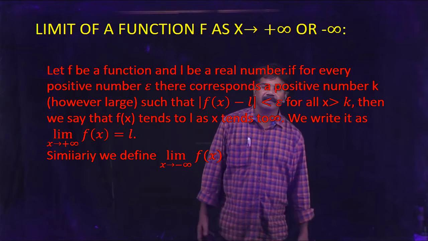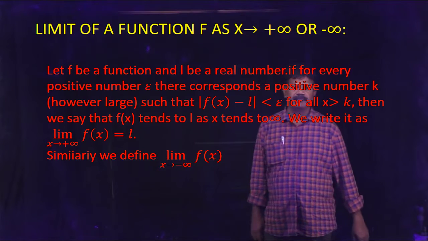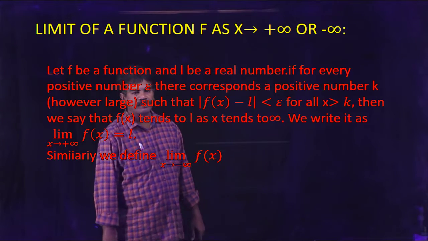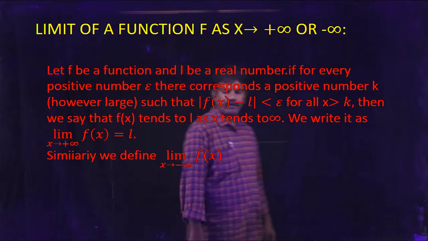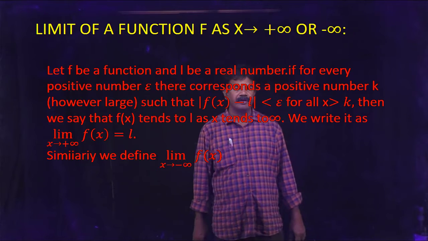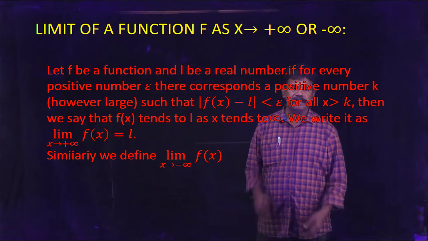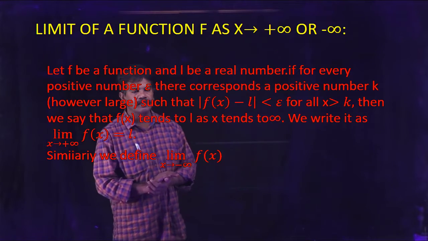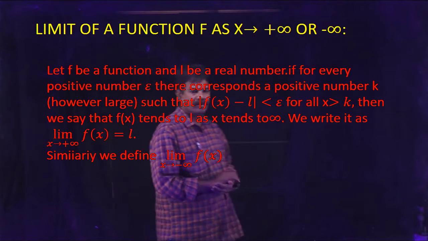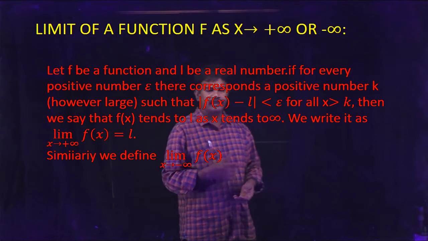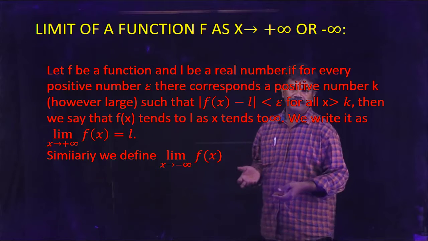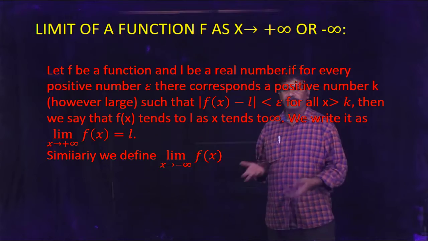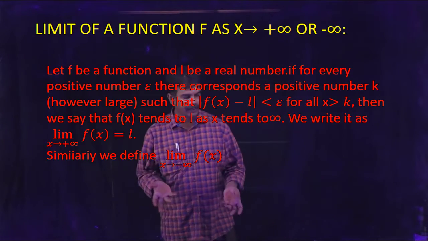Let f be a function and L be a real number. If for every positive number epsilon there corresponds a positive number k, however large, such that |f(x) - L| < epsilon for all x greater than k, then we say that f(x) tends to L as x tends to infinity, and we write it as limit x tends to infinity f(x) = L. Similarly, we define limit x tends to minus infinity f(x) = L. So this is the limit of a function f as x tends to plus infinity or minus infinity.